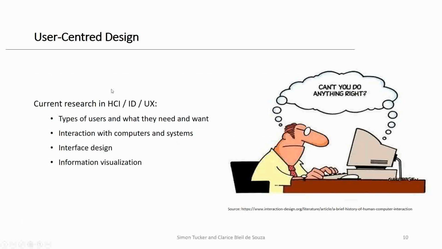Current research, this is the last slide on this introduction. So current research in those areas, just to summarize: types of users and what they need and want, the interaction with computers and systems, interface design, information visualization. There are others, but those are the main categories. The cartoon on the right summarizes quite nicely how the developer is interested in two things: the person, the user, and the system that they're looking at. And ideally, there'll be a rather seamless link across those two different systems, if you can call them that.